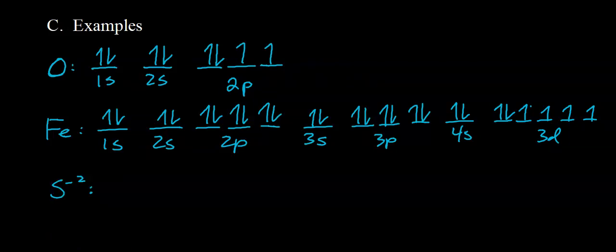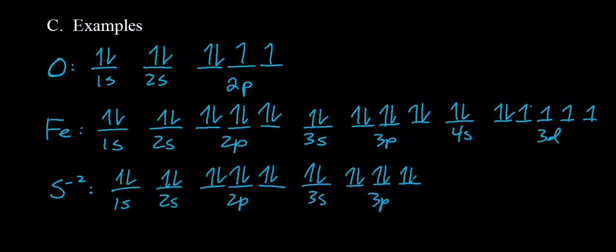Go ahead and draw the orbital diagram for the sulfide ion, it's called. So S-2 is called sulfide. It's the ion that forms from sulfur. Think about the structure. We've talked about this before. Think about the structure of this ion and draw its orbital diagram. Go ahead and pause the video.